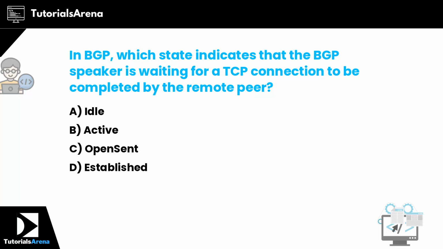In BGP, which state indicates that the BGP speaker is waiting for a TCP connection to be completed by the remote peer? The correct answer is option B, active.